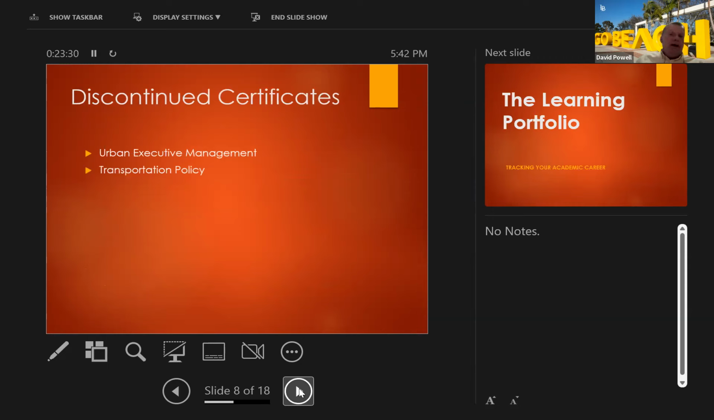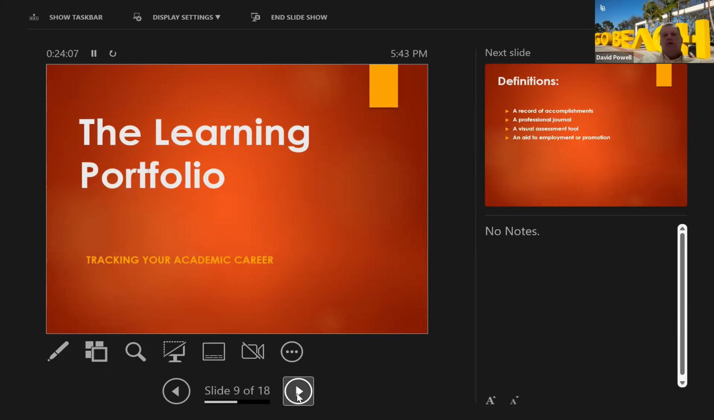We have already eliminated 2 certificate programs, the Urban Executive Management and the Transportation Policy certificates. We eliminated those because of lack of demand as well as duplication. The Urban Executive Management overlaps a lot with the Urban Affairs option, and the Transportation Certificate, College of Professional and Continuing Education started their own Transportation Certificate program. And so we kind of allow them to have that because they have the expertise over there. The transportation policy faculty who used to be in our department have long since retired. So we went ahead and discontinued those certificates.